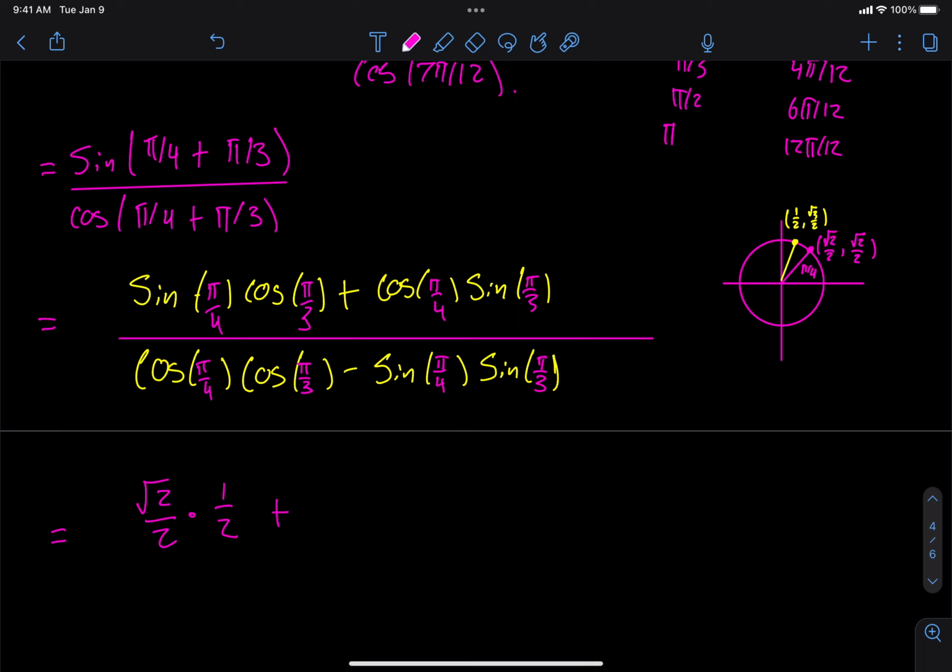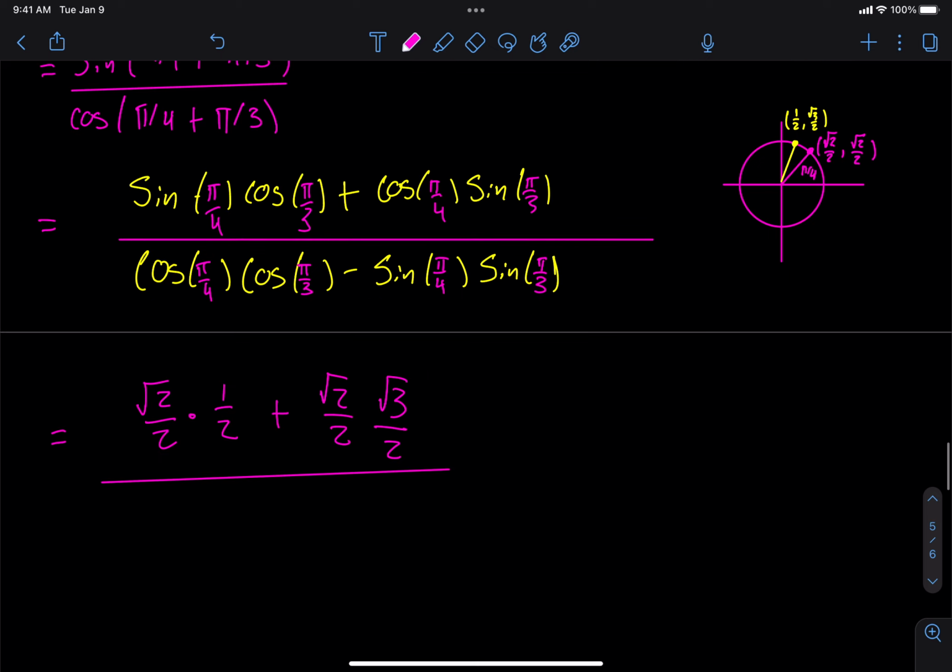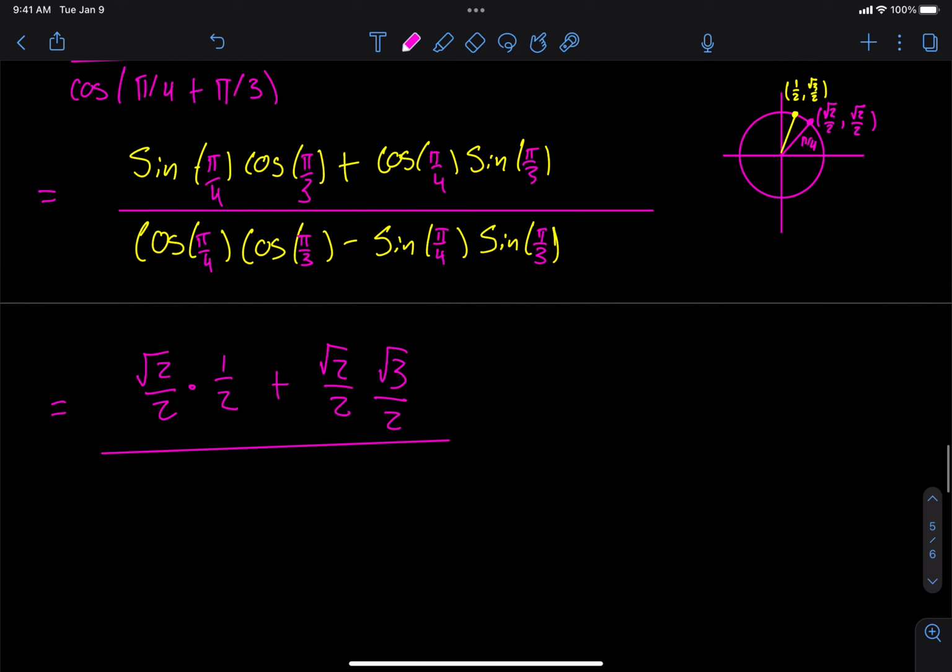Then plus cosine of pi over 4 is root 2 over 2. Sine of pi over 3 is root 3 over 2. And then the denominator would be cosine of pi over 4 is root 2 over 2. Cosine of pi over 3 is 1/2. And then I get a minus sign. And then sine of pi over 4 is root 2 over 2 again, and then sine of pi over 3 is root 3 over 2.